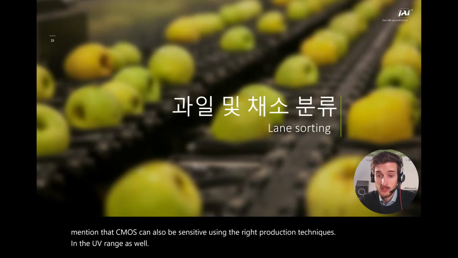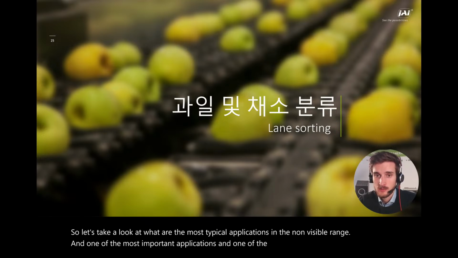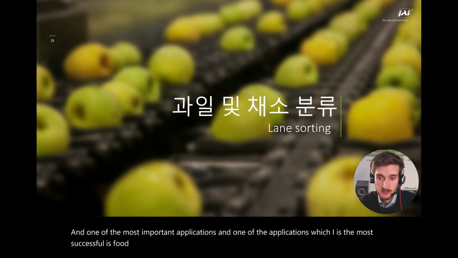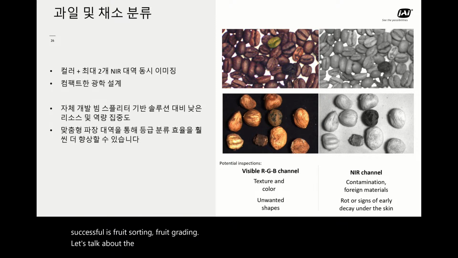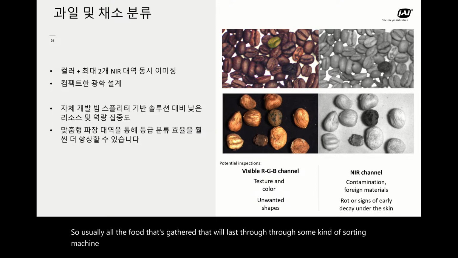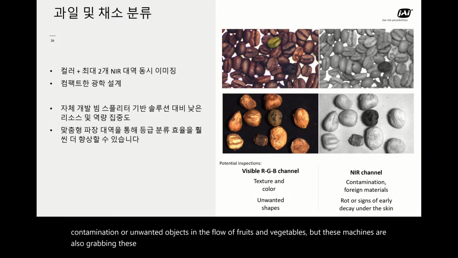So let's take a look at what are the most typical applications in the non-visible range. And one of the most important applications, and one of the applications where JAI is the most successful, is fruit sorting and fruit grading. So let's talk about these processes. Usually all the fruit that's harvested, that's gathered, will pass through some kind of sorting machine. And these machines are not only sorting good or bad, these machines are not only sorting contamination or unwanted objects in the flow of fruits and vegetables, but these machines are also grading these fruits and vegetables into different classes.